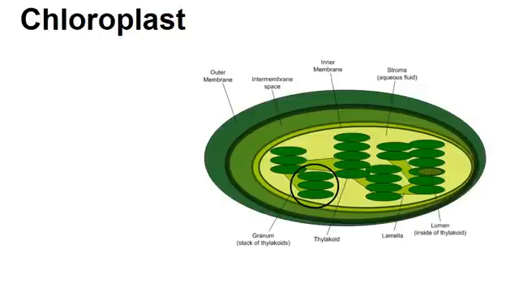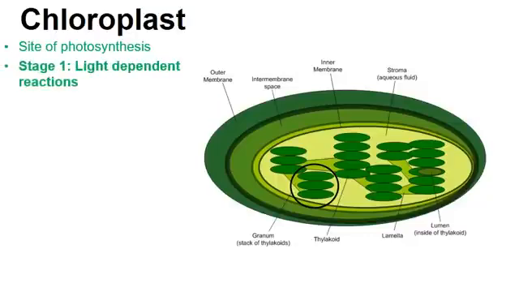Okay, so now let's introduce the structure in cells that allows them to do photosynthesis, and this is the chloroplast. What we're going to do is divide photosynthesis into two stages. Stage one is the stage that depends upon sunlight, the light-dependent reactions. These take place in the thylakoid membranes of a chloroplast.